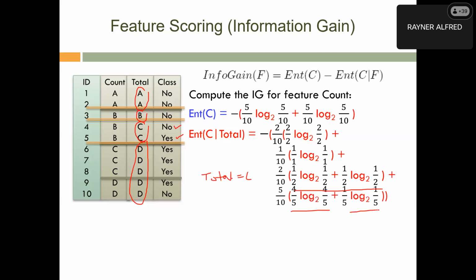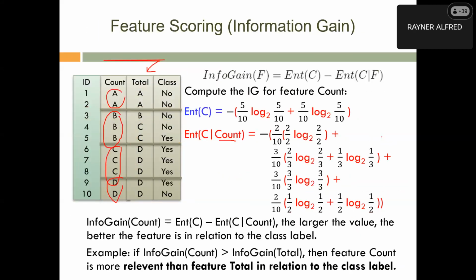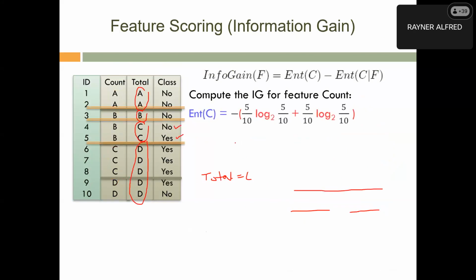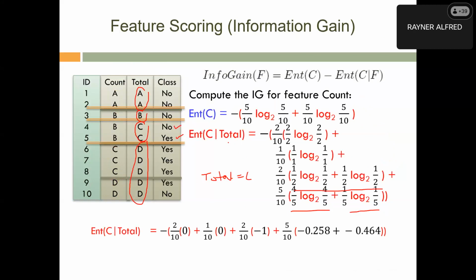So notice that if you use count, your value will be different here. But the initial entropy will still be the same. So this is the entropy if you use count. This is the entropy when you use total. So the entropy for this one is 0.561.